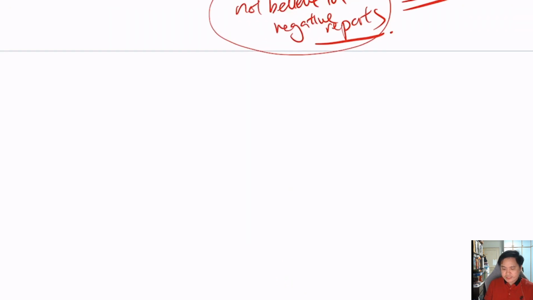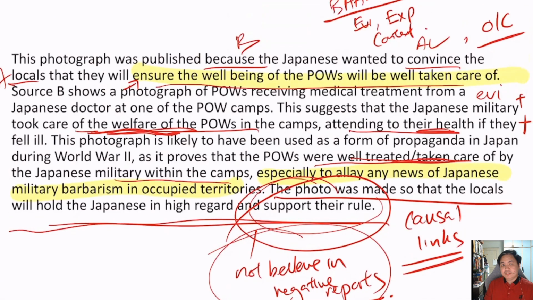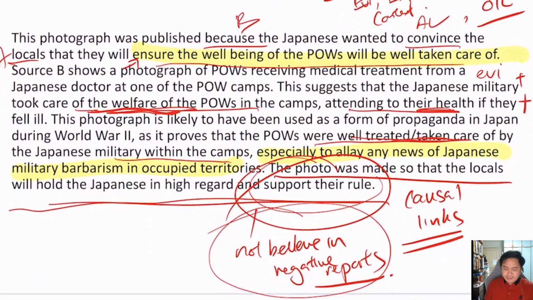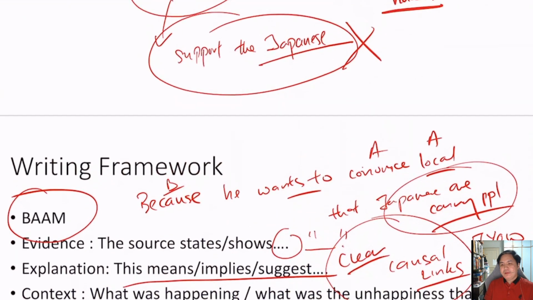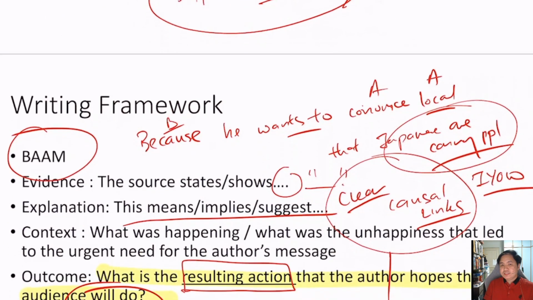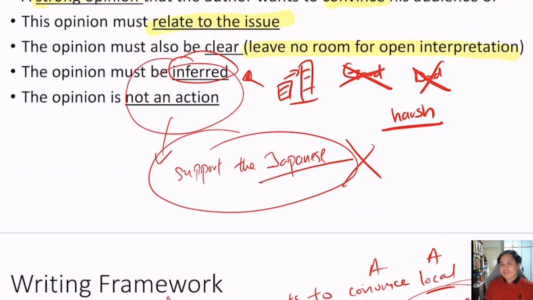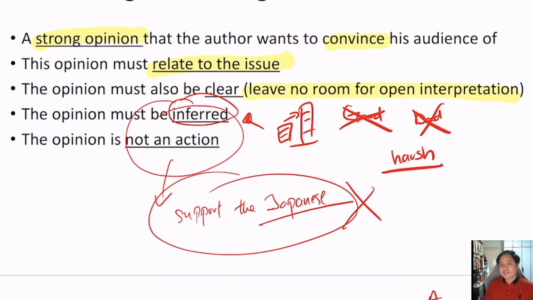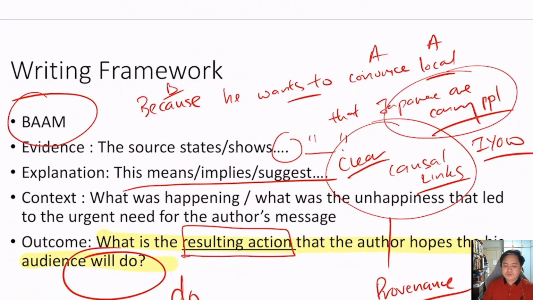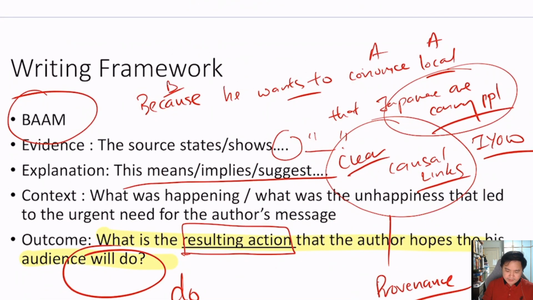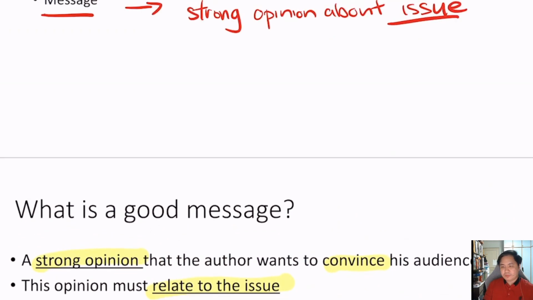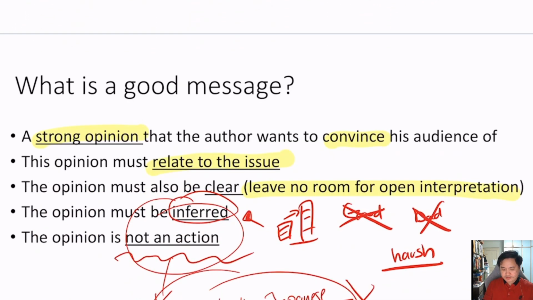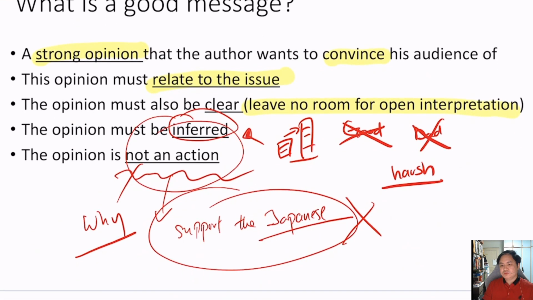Yes. So that in a nutshell is how you should do your purpose. This is one of the higher level skills, but the main thing I go back again is the writing framework. Please use BAM in the first line. Please write evidence. Please explain using the same techniques for your inference. Explain, give me the context, and finally give me the outcome. What is it that you want the audience to do? All right, and just highlight again that your message is not an action. Okay, don't write the support their rule in the first line. Right? Why? It should be the why. Why support their rule? Okay. So this is for your inference with purpose.